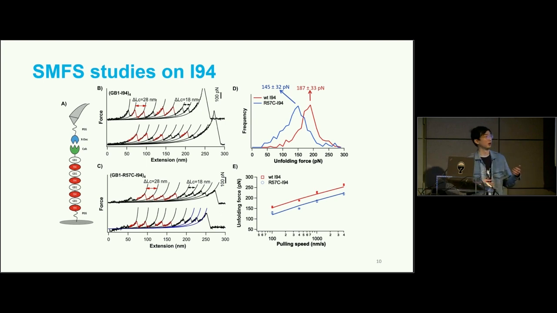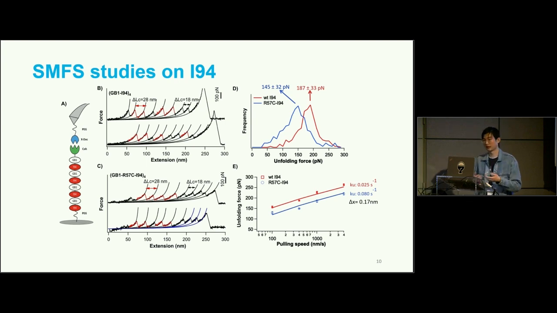So for the wild-type I94 protein, the average unfolding force is 187 piconewton, and when it's mutated, it's 145 piconewton. So it decreased dramatically. We also did the same experiment at different pulling speeds, as you can see in the figure below. And we fit the curve with Monte Carlo simulation, and then we can get the force-distance information and the unfolding rate constant.